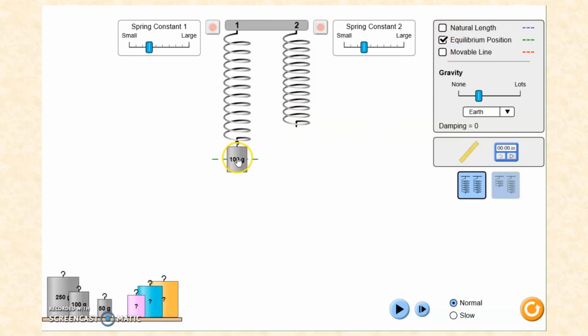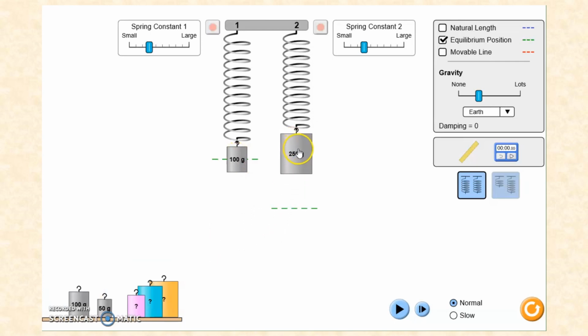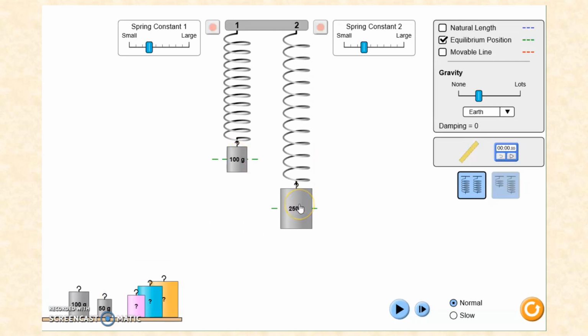We'll start it out in equilibrium. And we will place a much larger mass, a 250-gram mass, on the spring on the right, and once again start it out in its equilibrium position. So we will start the simulation and we will visually take a look and see how the mass on the end of the spring affects the period of vibration.